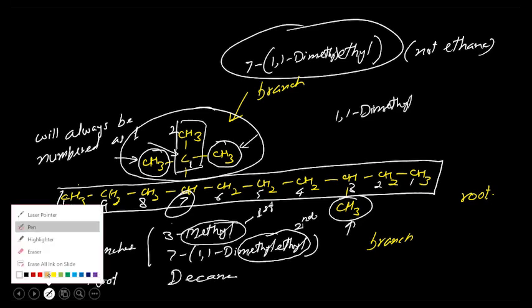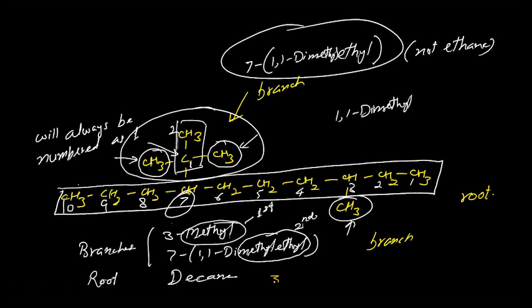So you will write the name of this compound as 3-methyl. Only the M of this methyl will be capital. Then at 7, 1,1-dimethylethyl decane.